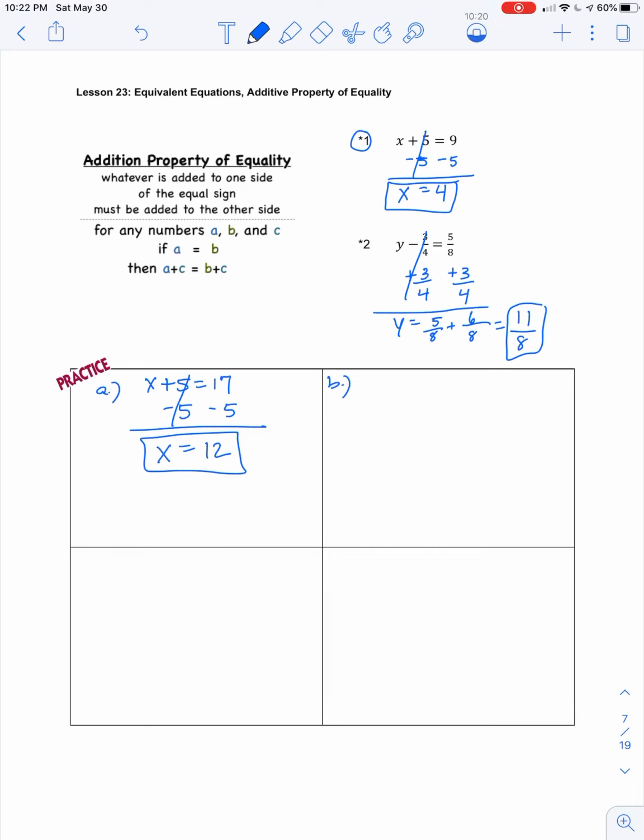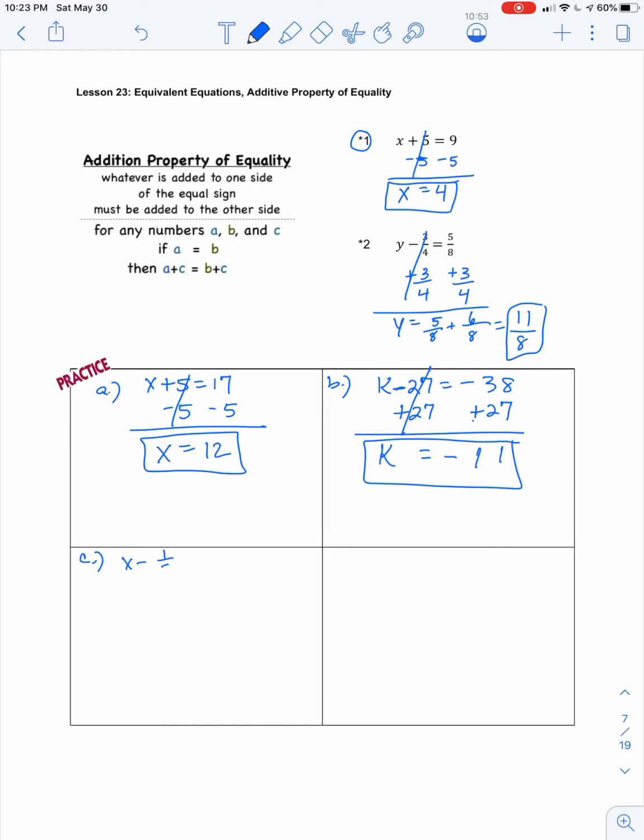Letter B, we have k minus 27 equals a negative 38. We're going to add 27 to both sides. Remember, we use the inverse operation or the opposite operation, we're just trying to get rid of the minus 27, so we do the opposite to make 0. We add that 27. So we have k equals, I have opposite signs here, so I have to subtract these two, take the sign of the larger, and I get a negative 11 here.